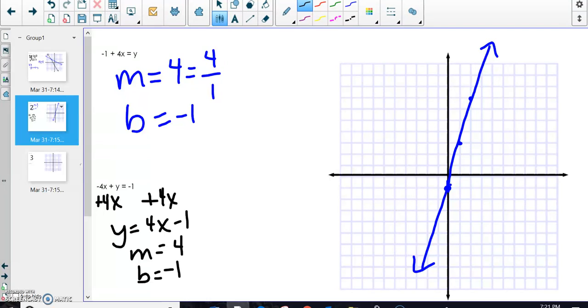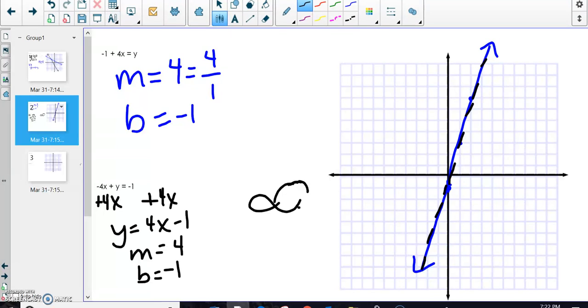So since it's the exact same line, the lines coincide with one another, which means this is going to be an infinitely many solutions problem. Any of those points on that line would be a solution for these problems.